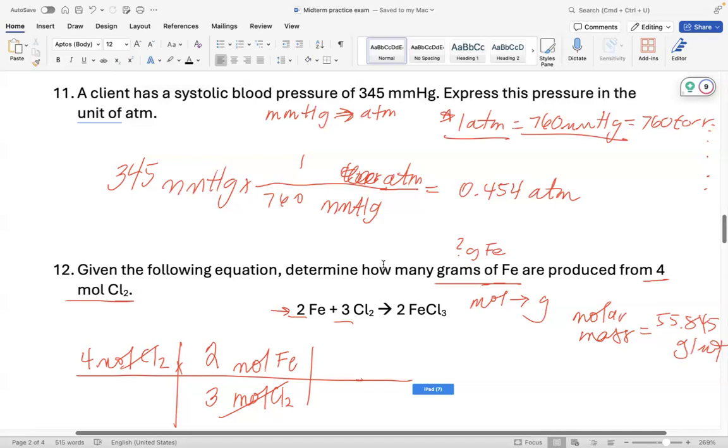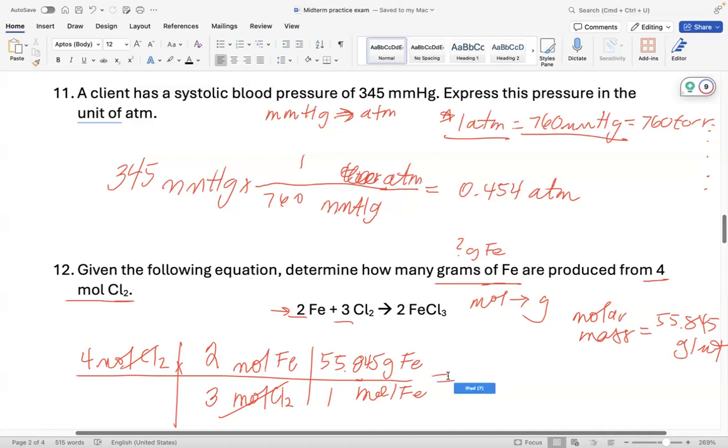So I'm going to put moles of iron on bottom because that's what I'm trying to cancel. Grams of iron on top because that's my desired unit. So for every 1 mole, there's 55.845 grams of iron, right? And I am getting that from the molar mass, aka from the periodic table. All right, so now I type into my calculator 4 times 2 times 55.845 divided by 3.